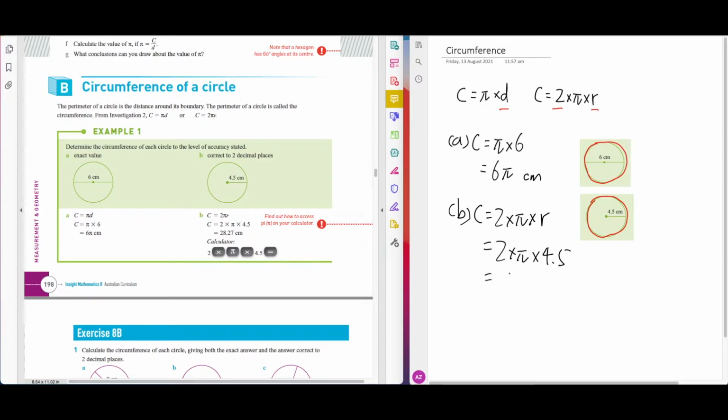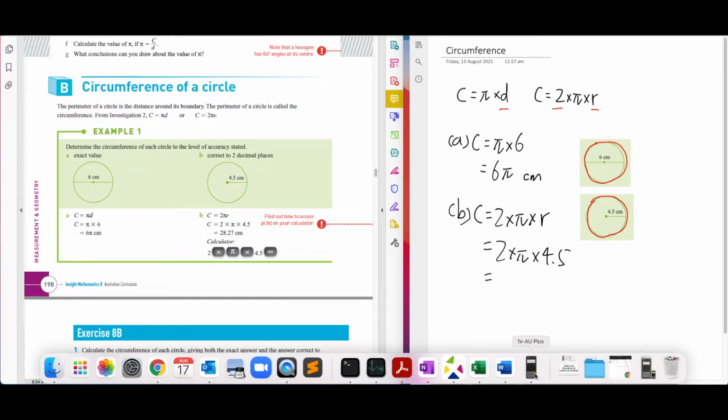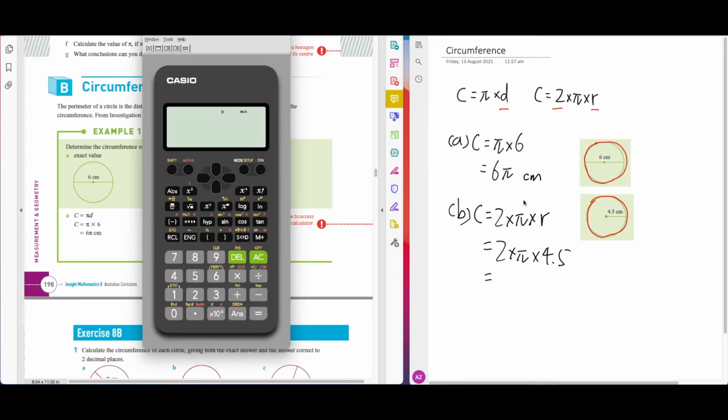Okay, so now when you get to this step, because it wants you to give your answer in 2 decimal places, this means you need to use your calculator. So now I'm going to take out the calculator and I'm going to show you how to type it in. So 2, I assume you don't need help typing the 2 in. Now to type the pi in, you need to press shift and then this button over here. As you can see, the top left here is a pi symbol, so that's how you get the pi. So just do it again. You have to press shift and then this button to get the pi. And then you times it by 4.5. Right, so this is your answer.